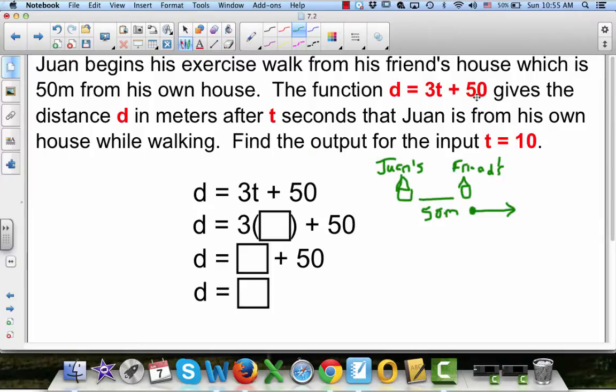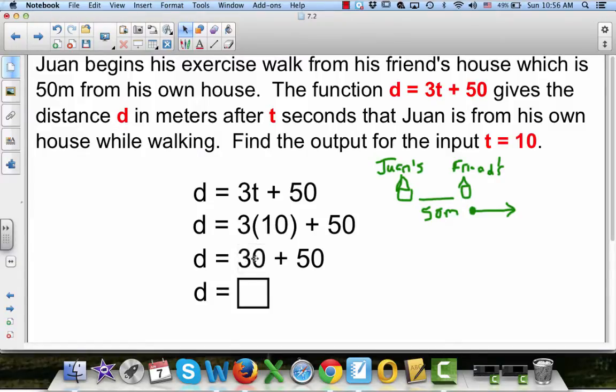Okay? So we come over here, and all it wants you to do is find the output for the input t equals 10. If t is equal to 10, then you come over here and you put 10 instead of t. And then you go 3 times 10 is 30, and 30 plus 50 is 80. And that tells us that after 10 seconds, he is 80 meters from home.